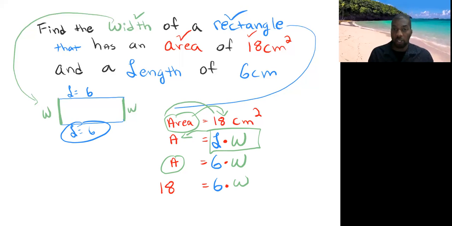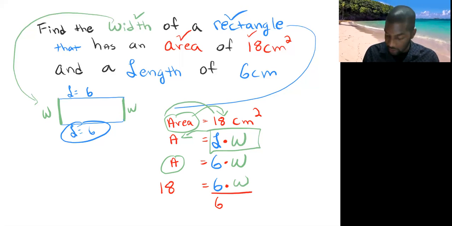So now all I need to do is what I did before. I notice I have a missing variable W. I need to find it. I notice I also have multiplication. How do I get rid of multiplication? Well, simple. I use division. So I divide by 6 to get rid of the 6 on this side. And what I do to one side, I must do to the other. 6 divided by 6 is 1. So now I have 1 times W here equals 18 divided by 6 over here. 18 divided by 6 is 3.